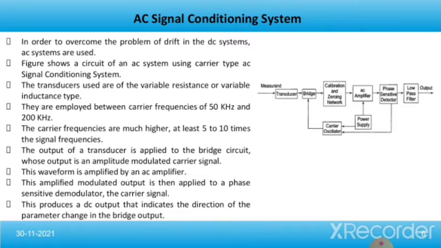The output of a transducer is supplied to the bridge circuit, whose output is an amplitude modulated carrier signal. This waveform is amplified by an AC amplifier. This amplified modulated output is then applied to a phase sensitive demodulator, along with the carrier signal. This produces a DC output that indicates the direction of the parameter change in the bridge output.